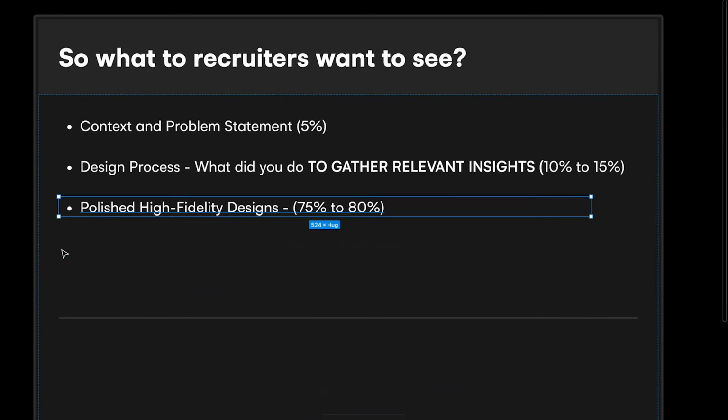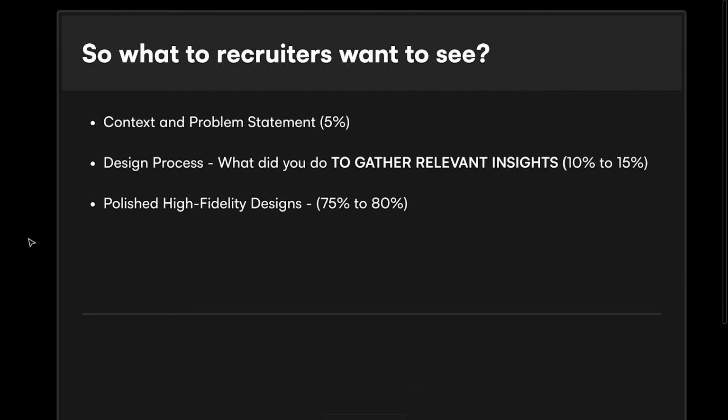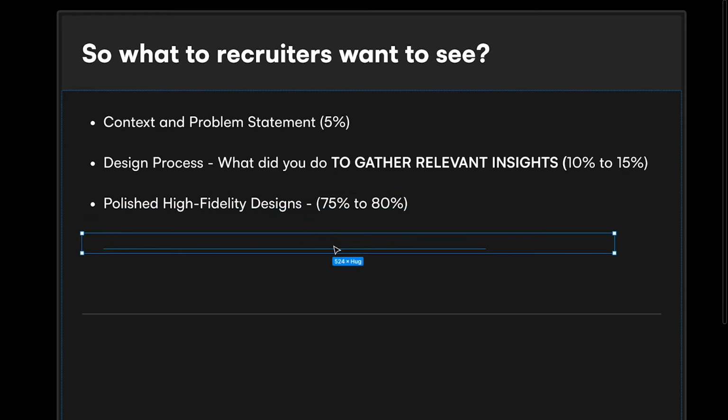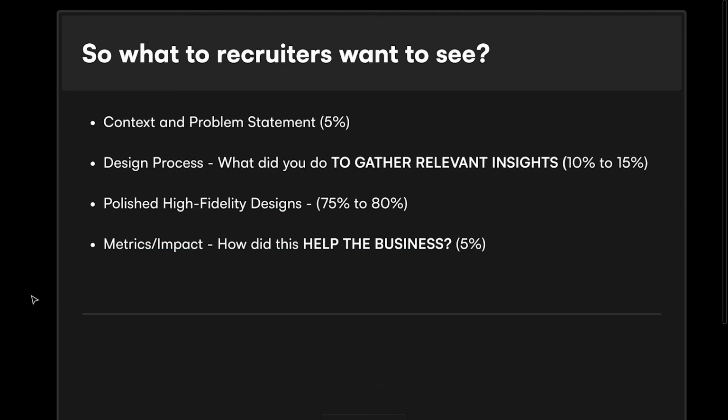Then moving forward, we have polished high-fidelity designs, right? And I'm going to explain what polished high-fidelity really means, right? 75 to 80% of your case study needs to be this. It needs to have more and more and more visuals. People want to see screens. People want to see user flows, right? They want to see the outcome. That's very important.